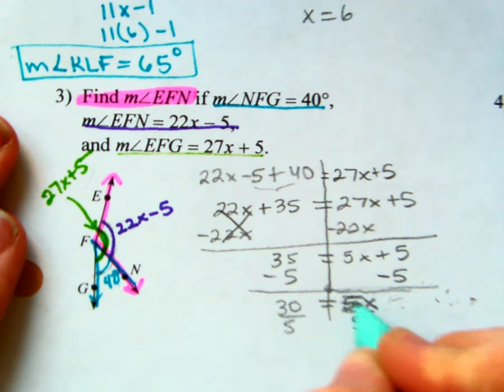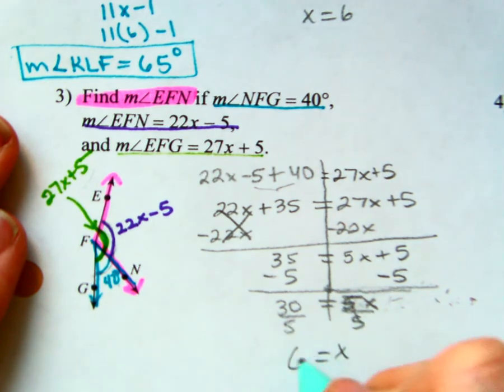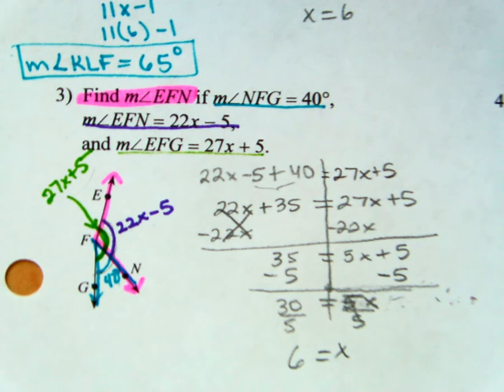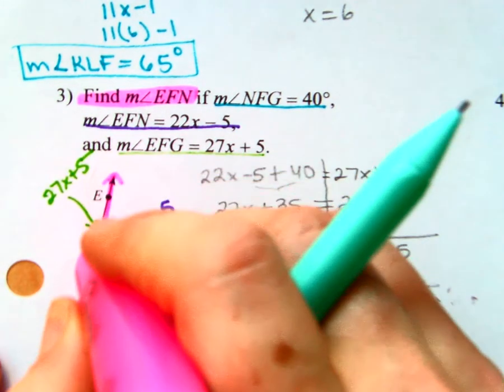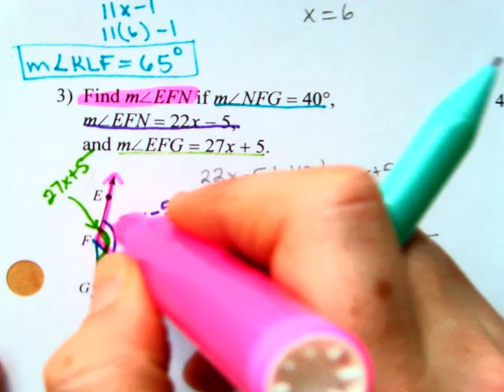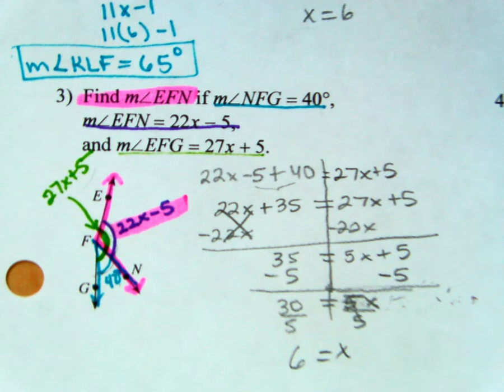Divide by 5. And x is going to be 6. Again, I don't want to stop right here where I get x. I'm not looking for x. I'm looking for the angle EFN. I'm just finding x so that I can find that. So EFN, remember EFN is actually this 22x minus 5 angle.